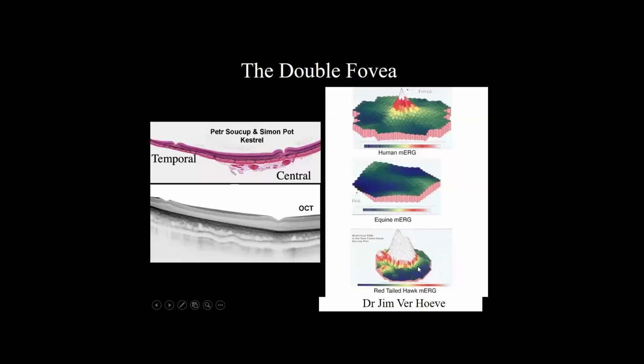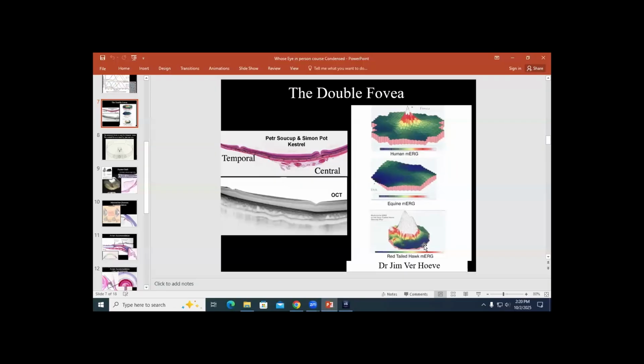But this is the red tail. Jim Verhoeven is an electrophysiologist at the medical school, and he was able to get one of these in a red-tailed hawk, which is very suggestive. But who knows, this is just the amplitude of the electrical activity. It doesn't measure function. Okay, so let's go back to the slide.